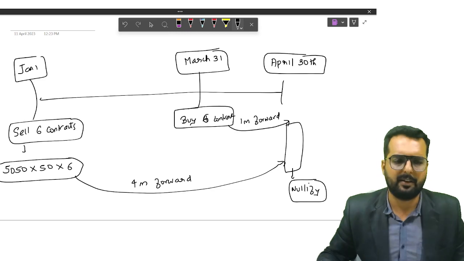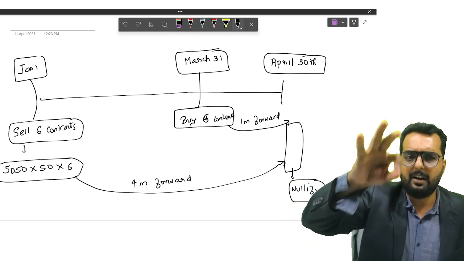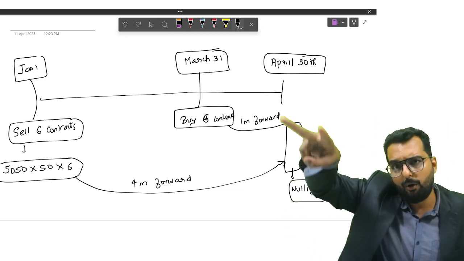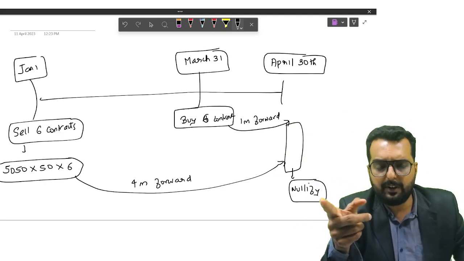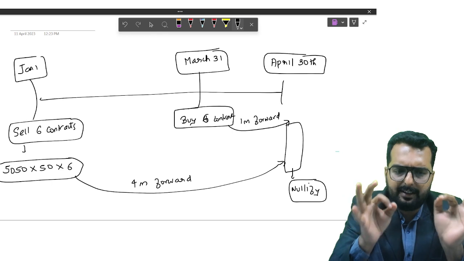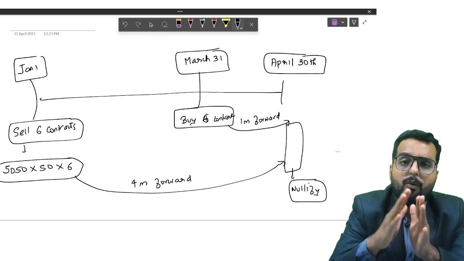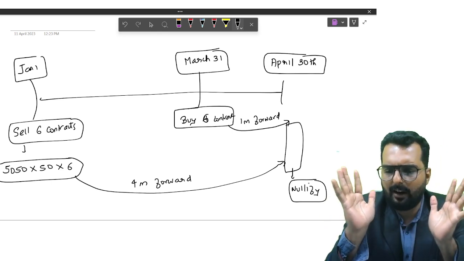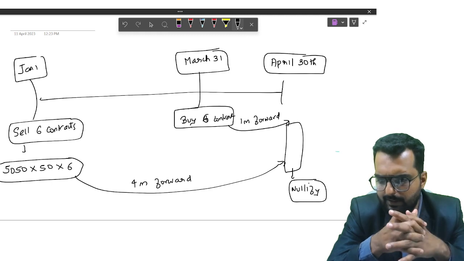Are you understanding my point? January 1, I sold 6 contracts 4 months forward. March 31st, I need to cancel the position. How will I cancel the position? Buy 6 contracts. How many months forward? 1 month forward. So both will get nullified over here. Is everybody clear with this part?